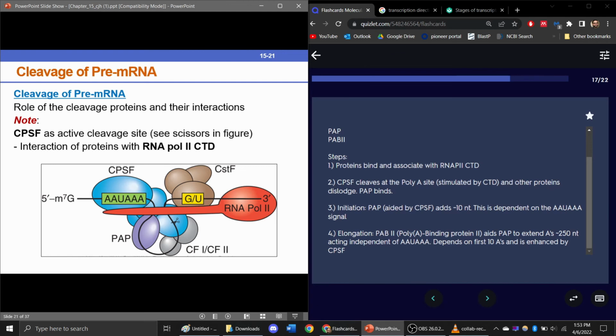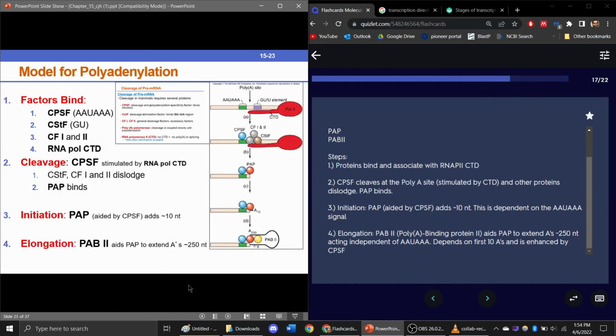All right, so after you have this cleavage done by CPSF and the other cleavage factors, your cleavage factors dissociate from all this, and then you have your PAP, poly-A polymerase, bind on. And poly-A polymerase is going to do what it does best, which is the only thing it does: it's going to polymerize A's. So it's going to add on 10 nucleotides.